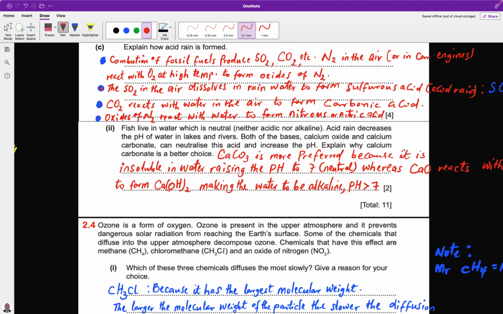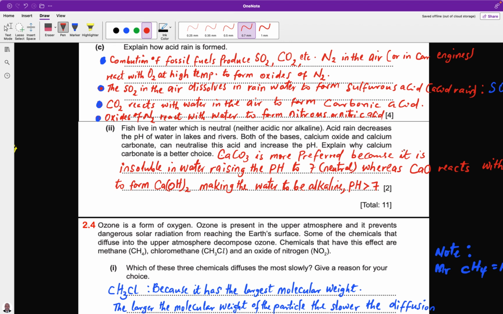They say both of the bases, calcium oxide and calcium carbonate, can neutralize this acid in our lakes, water and rivers, and increase the pH. Explain why calcium carbonate is a better choice.